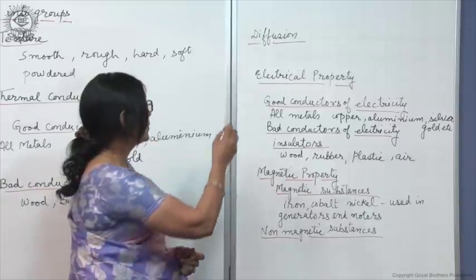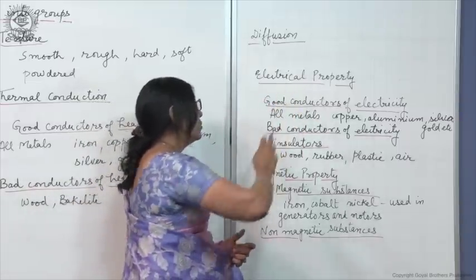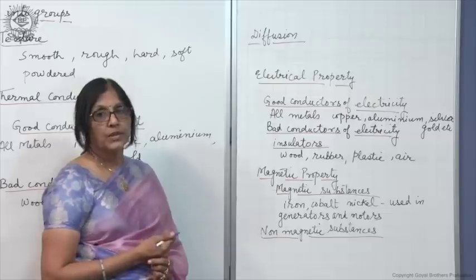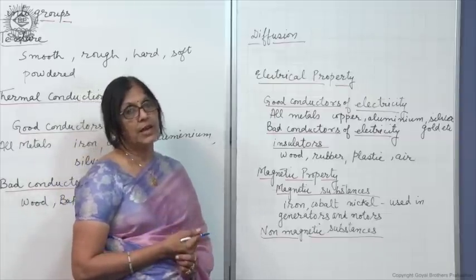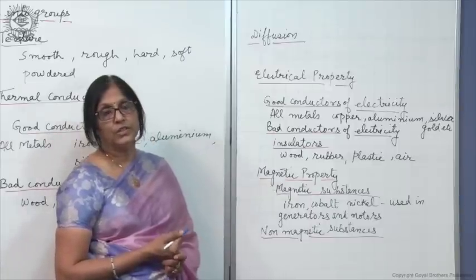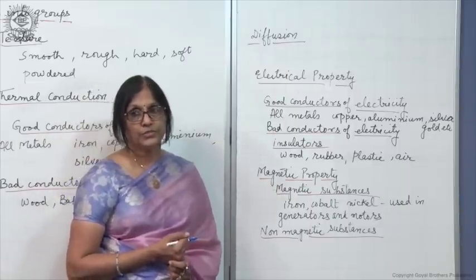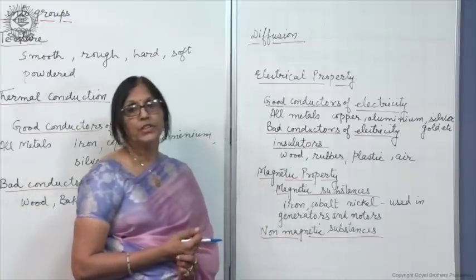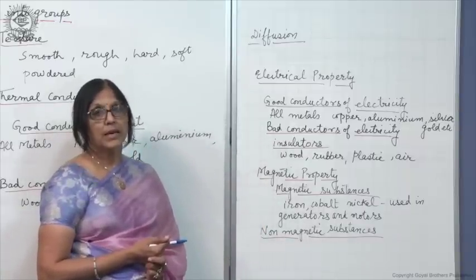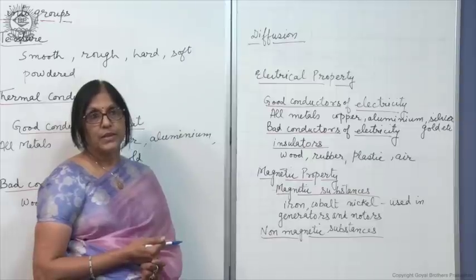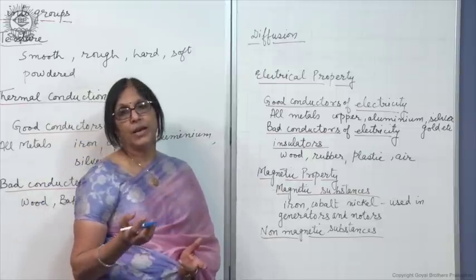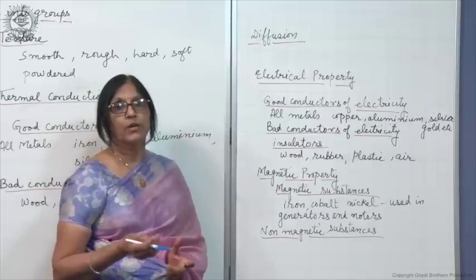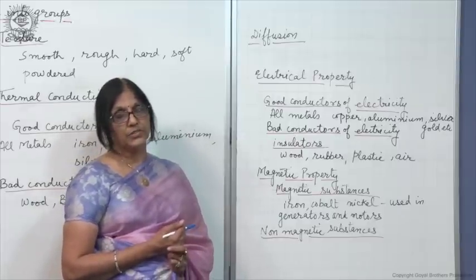So on the basis of this electrical property, we can classify the materials into two groups: good conductors of electricity and bad conductors of electricity, also called insulators. Another very important property on the basis of which materials can be classified is magnetic property. Now some materials get attracted towards a magnet, like iron, cobalt, nickel, and are called magnetic substances.